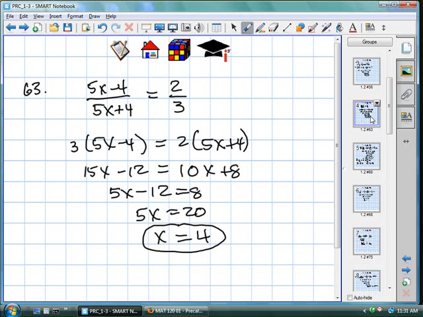Algebraic fractions problem again. I still think the best advice is find the least common denominator for all the denominators on either side of the equal sign, which in this case is 3 times the quantity 5x plus 4, and then multiply both sides by that. Another way to do it, when you have just 2 fractions equal, you can do the cross multiplication technique. It comes out the same. So that gives us 3 times the one on the top left equal to 2 times the one on the bottom left.